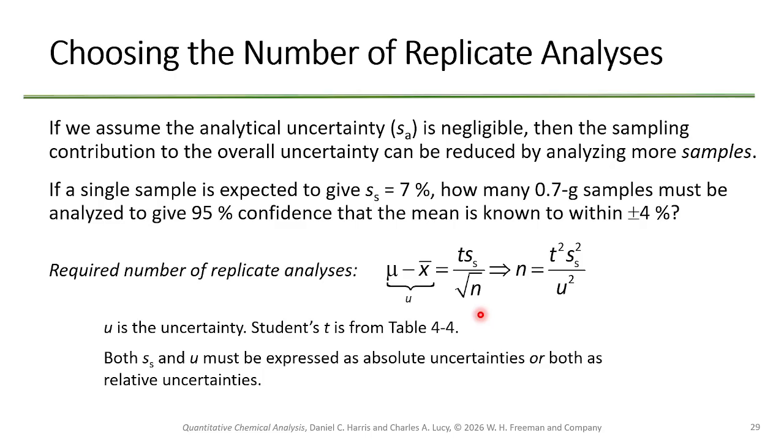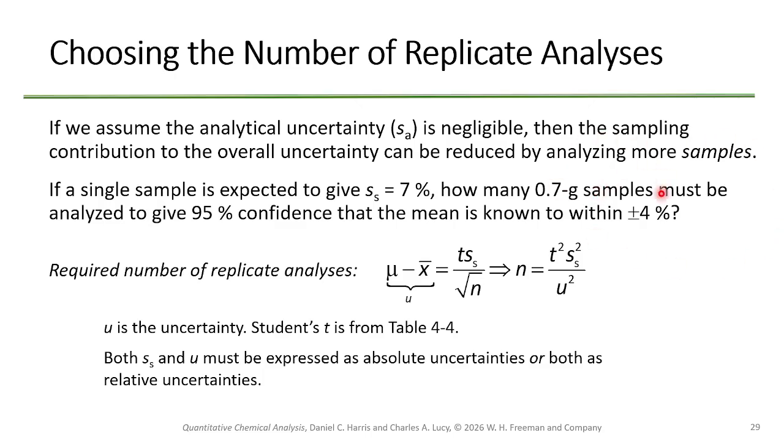So let's talk about choosing your number for the replicate analysis. If we assume the analytical uncertainty, SA, is negligible, which it oftentimes is, by the way, because a lot of instrumentation is just so good now. Okay? And notice that a lot of our analytical sampling techniques, the relative errors in those was actually quite low, wasn't it? Yeah. Most of those errors were things like gross errors, weren't they?